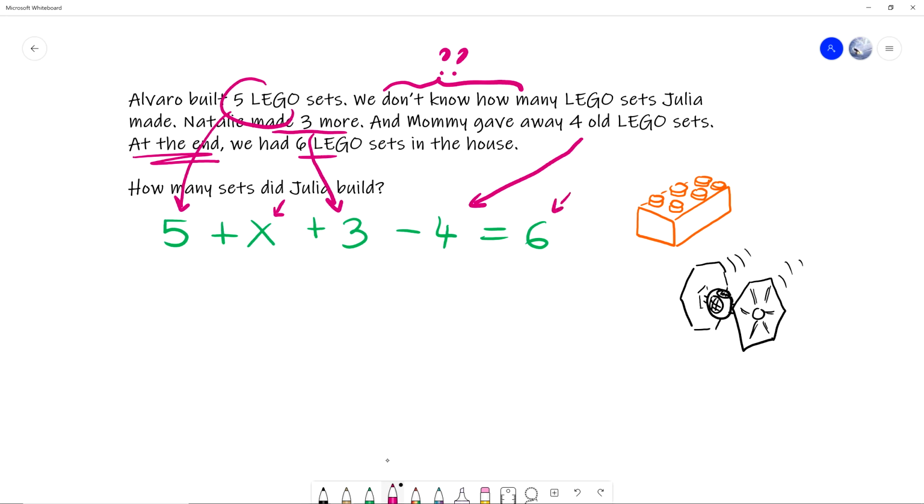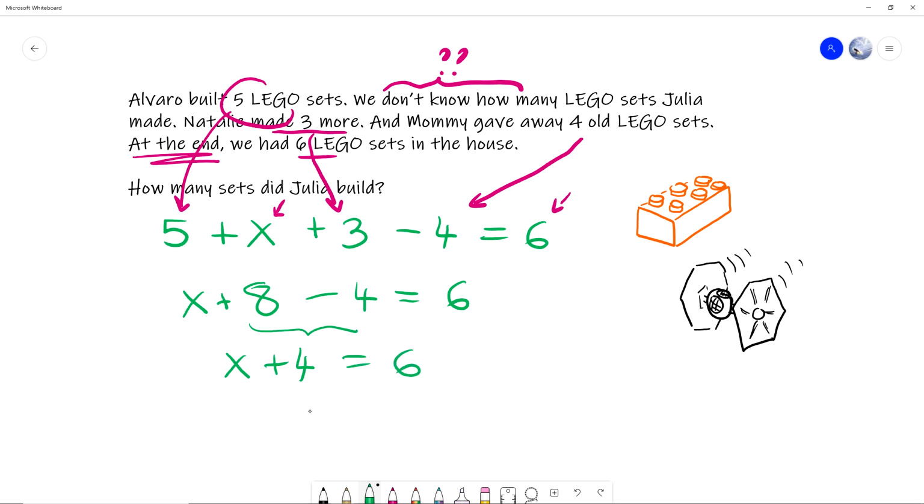Very good. So what I have here is that 5 plus 3 equals 8. So that's already 8 between the 5 and 3. So I'm going to put together the 5 and the 3, and that gives me 8. Mom gave away 4 of them, so that's minus 4. So we had 5 plus 3 is 8, minus 4 is 4. Very good. So that is now x plus 4 equals 6.